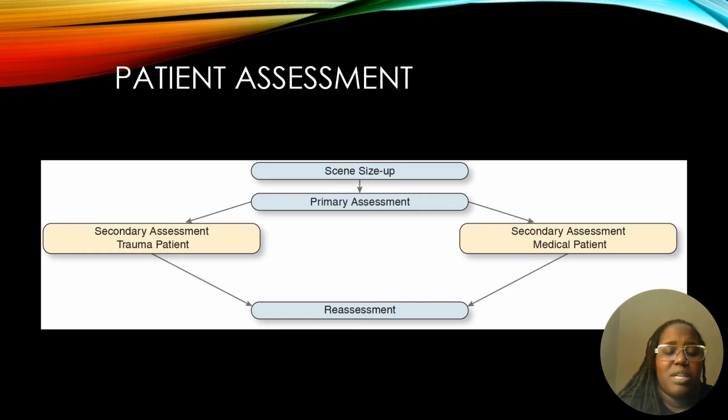And lastly, we're going to make sure that we're reassessing our patient, right? Because if there are any changes in our patient status, we're going to go right back on up to that primary assessment, reassess those ABCs, make sure there's no life threats that we need to take care of, and then treat the patient accordingly. Okay.